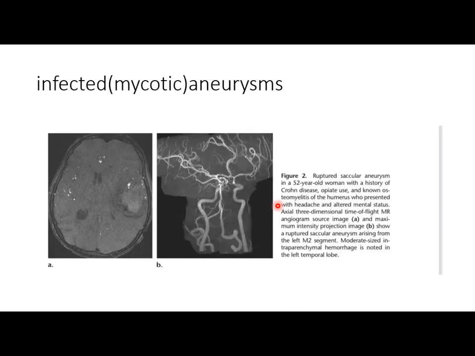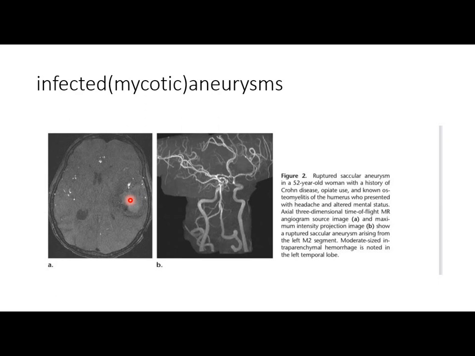The second type is the infected mycotic aneurysm. From its name, it is post-infectious. It will show as a hypoattenuating lesion in the temporoparietal region. A is the maximum intensity projection image. It shows a ruptured infected mycotic aneurysm, with edema and mass effect around the lesion. We also have to mention that mycotic refers to fungal infection, but we can also have viral, bacterial, and parasitic causes. All types of meningitis and encephalitis can cause this kind of aneurysm. It is possible to find it.